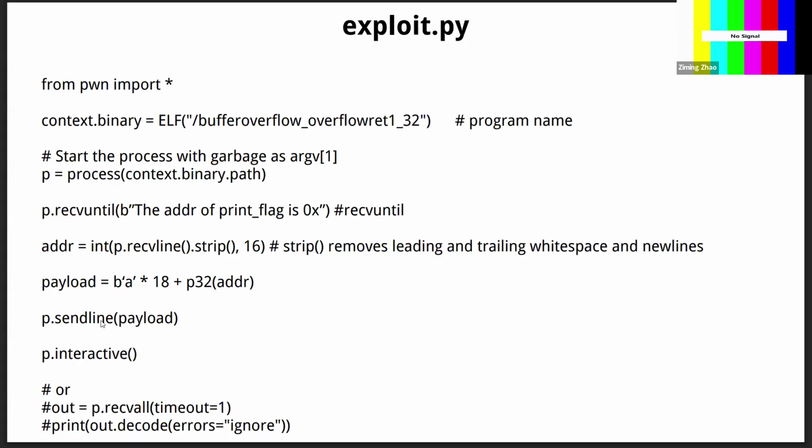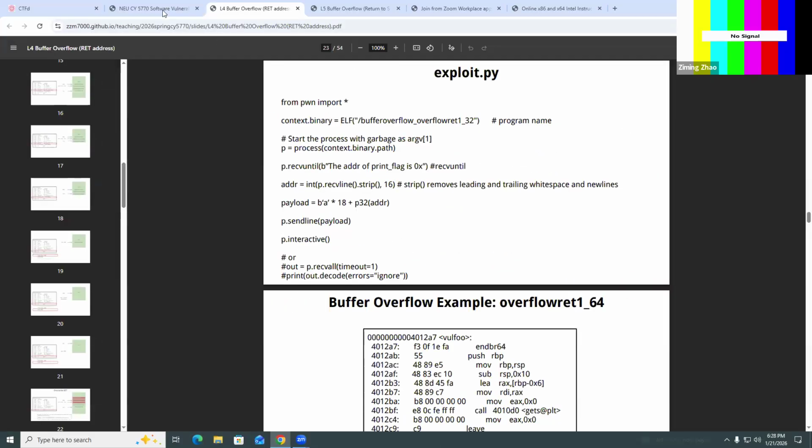And you use the sendline API to send the payload to the program. Then after that, you can go back to interactive mode to see that. Or if you do not use interactive, there are other APIs as well. For example, you can use recv with timeout of 1 second to do that. So let's try this as well. Let me see if I already have that on the server.